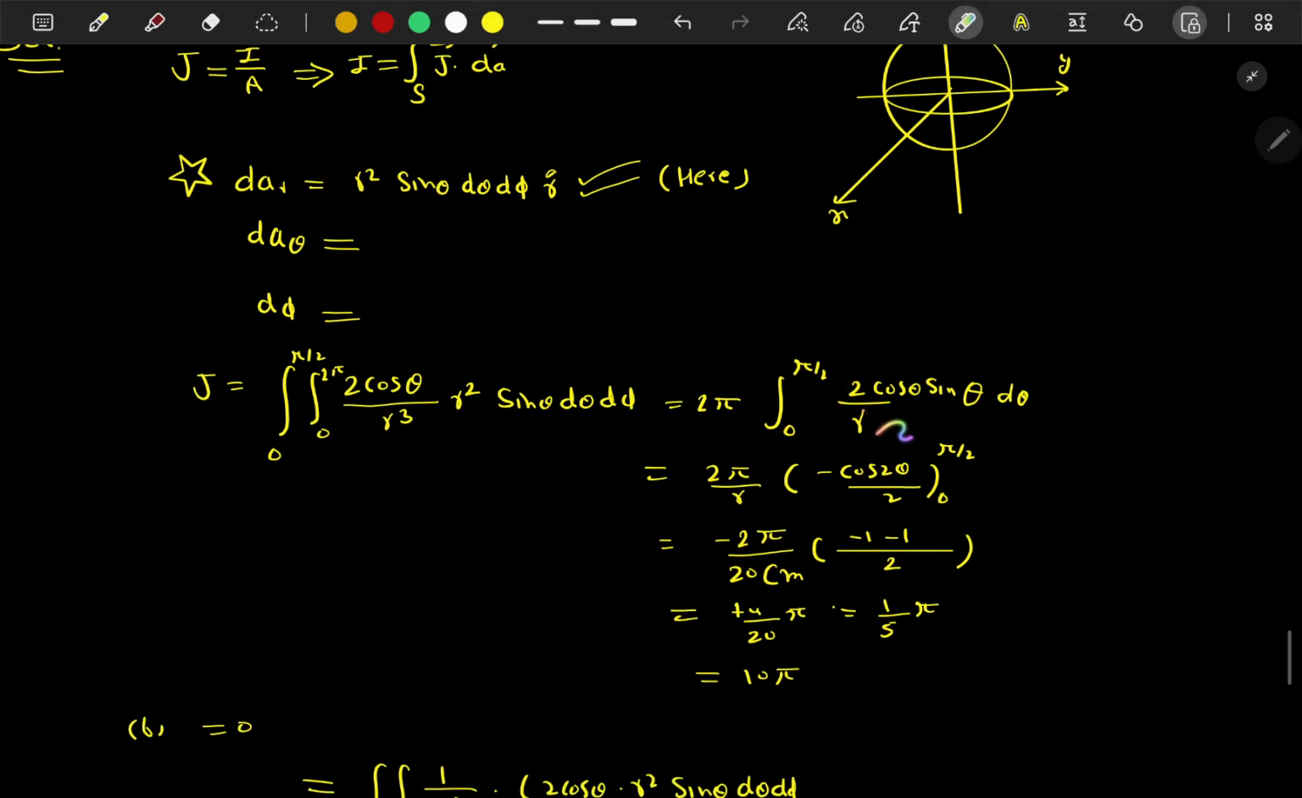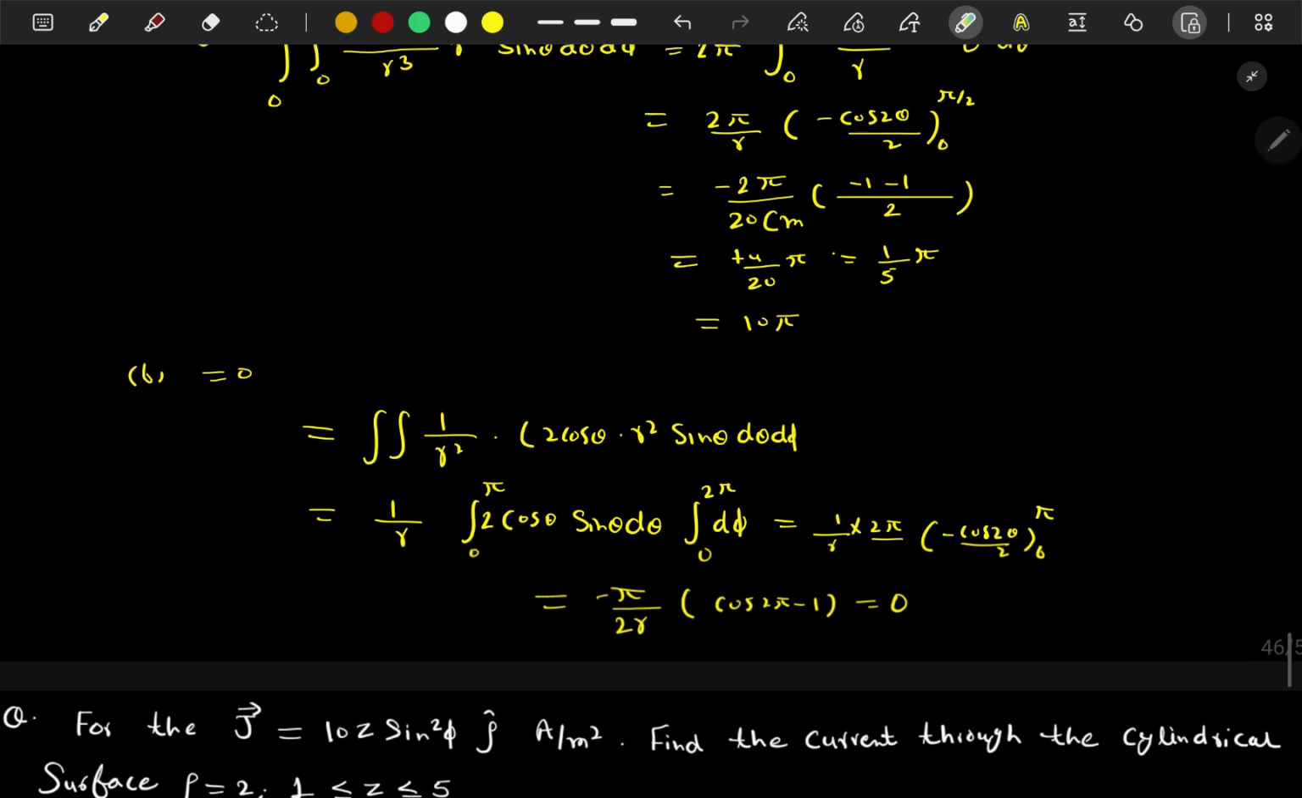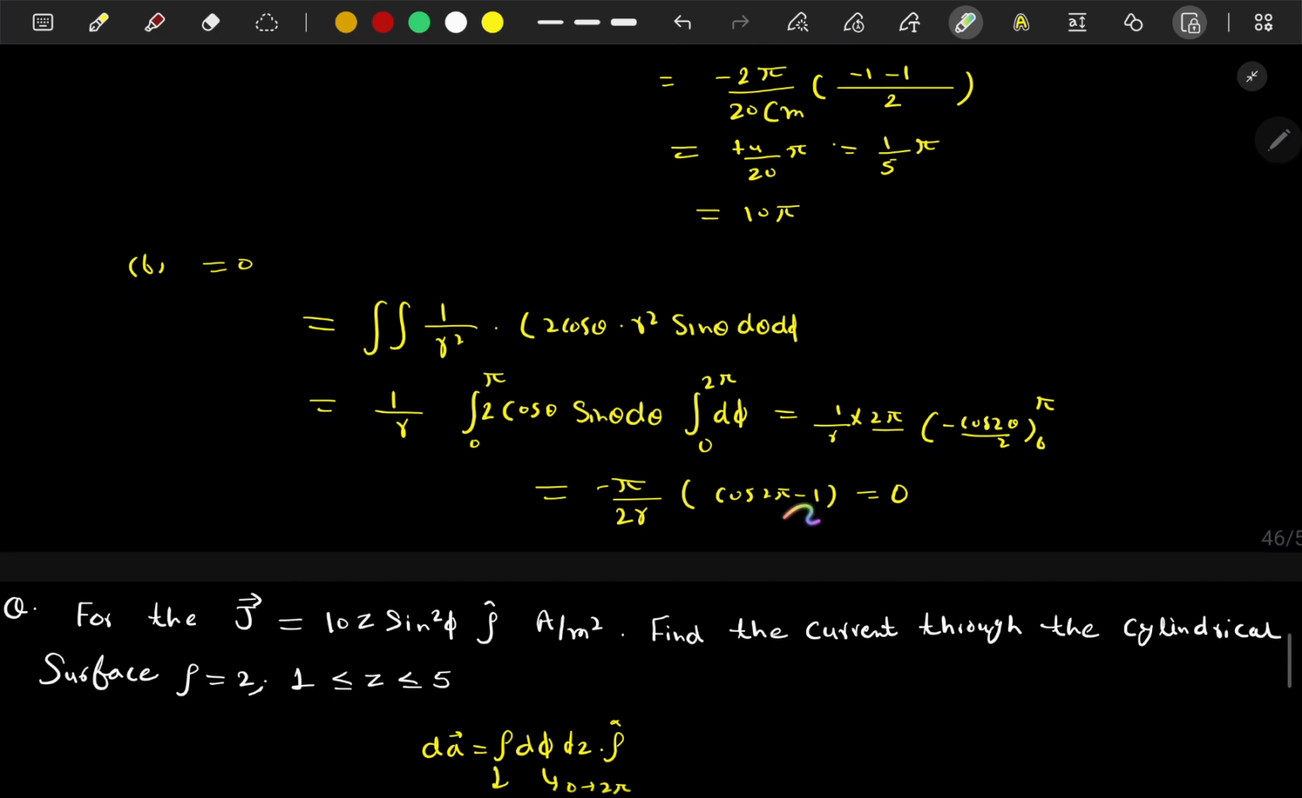So 2 pi, 0 to pi by 2, 2 by r cos theta sin theta d theta, so 2 cos theta sin theta is sin 2 theta. The integration will be cos 2 theta divided by 2, from 0 to pi by 2. Put cos pi, cos 180 is minus 1, minus cos 0 is 1. So minus 1 by 2, 2 cancels, 4 pi by 20, 1 by 5 pi. So it is 10 pi. Again for 10 centimeter, if potential is 0, in this condition you are having 0.